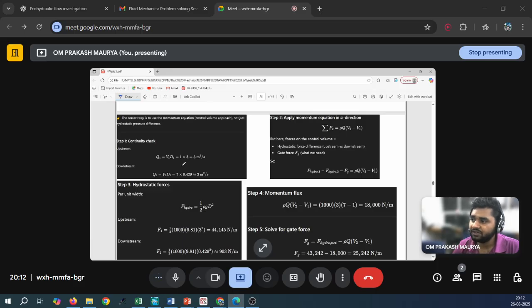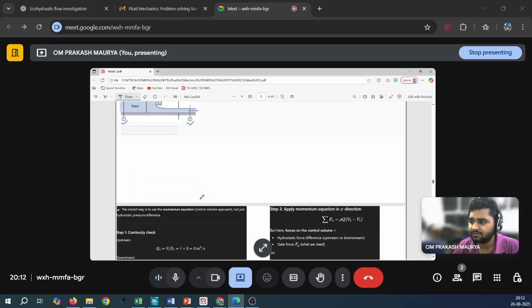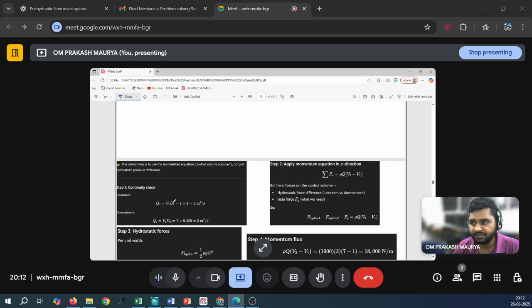So how? First check the continuity, whether the continuity is valid at both places. Yes. So V1 D1 equals V2 D2. Why D1? Because area is what? Area is width, and width you already know, 1 is given, and depth. So there is no meaning of 1 in the multiplication, so that's why V1 D1: 1 and 3, 7 into your depth.